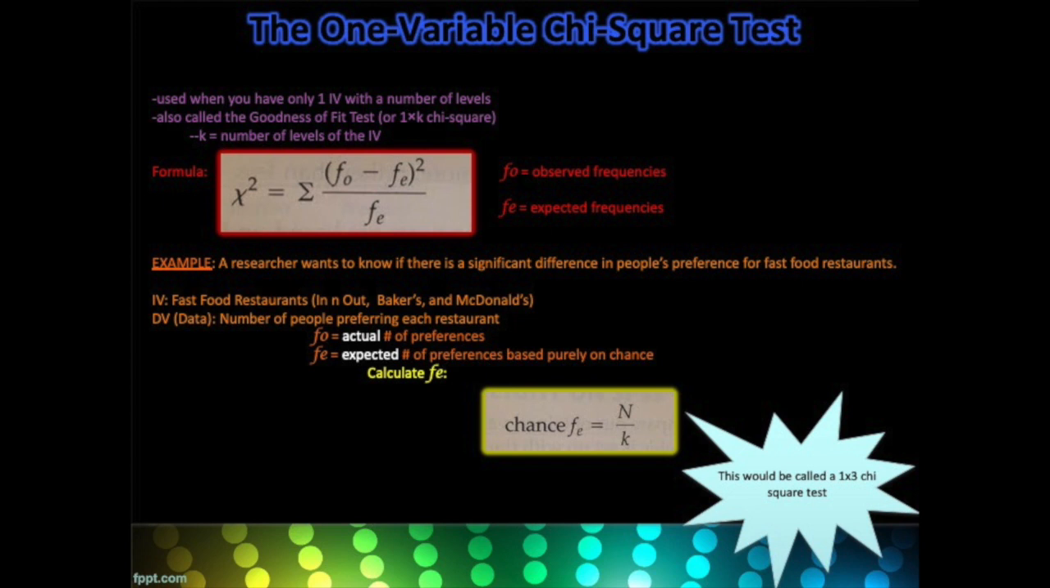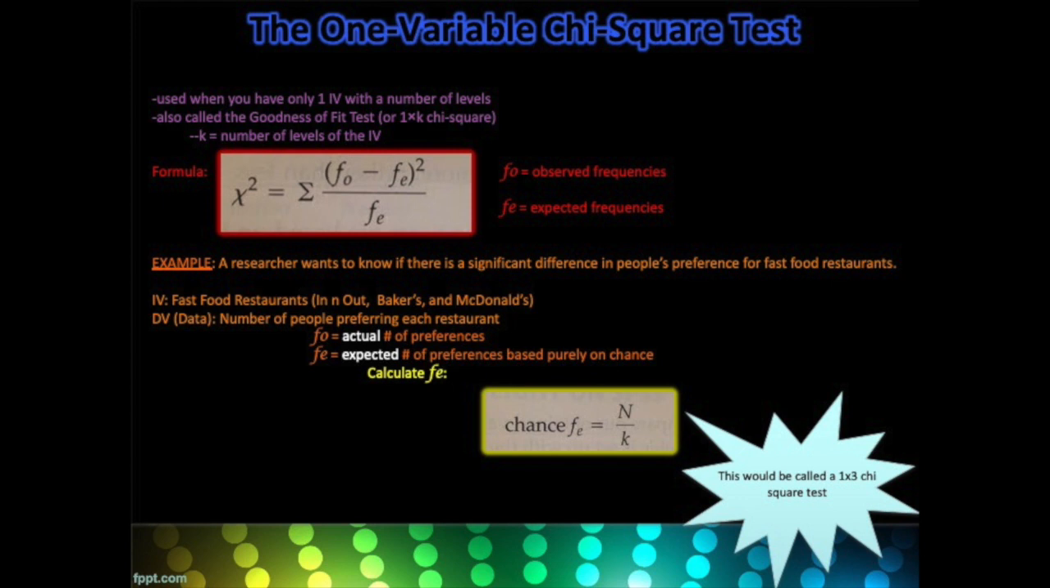And to be more specific, it would be called a 1 by 3 goodness of fit test or a 1 by 3 chi-square test for this specific example. The reason being that we have one IV, which is fast food restaurants, so 1, and then the by 3 is that there are 3 levels of that fast food restaurant. So a 1 by k, or in this case, to be specific, a 1 by 3.